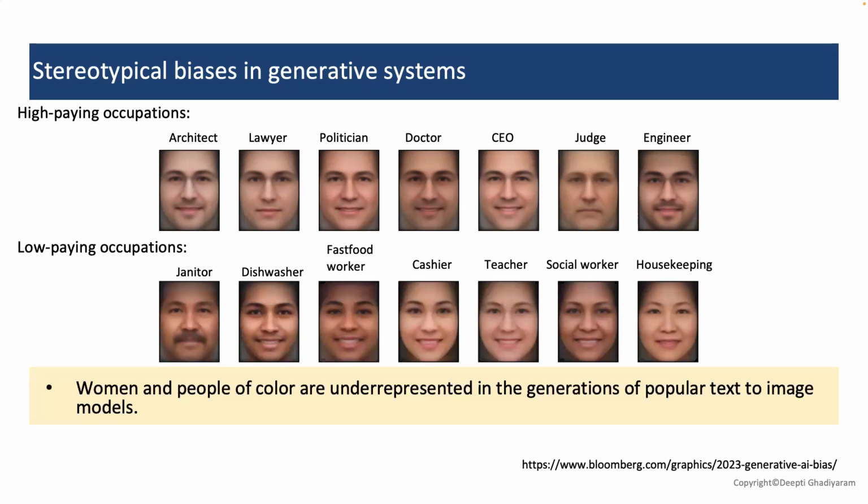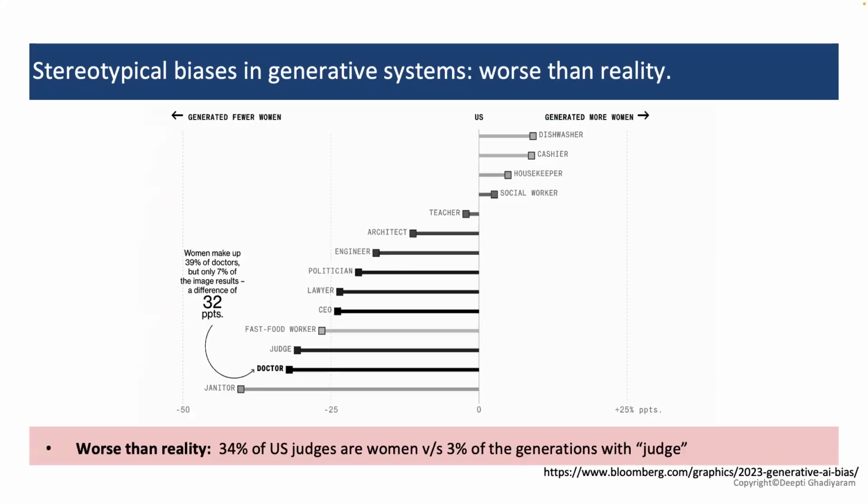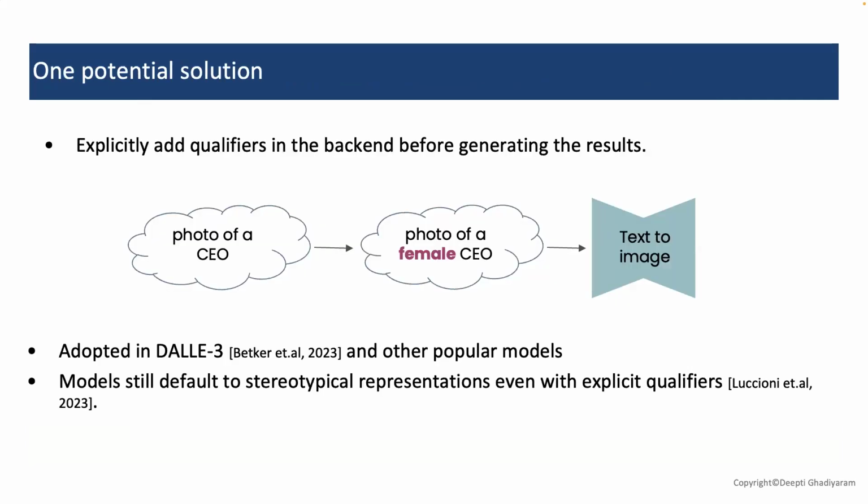And this is jarring. This is very well documented and known in the field, that women and people of color are usually underrepresented in the generations of popular text-to-image and text-to-video models. What's appalling is that this is worse than reality, because in the US, I think 39% of doctors identify as women, but only 7% of the generations from these models had women in them. So stereotypical bias is a big issue.